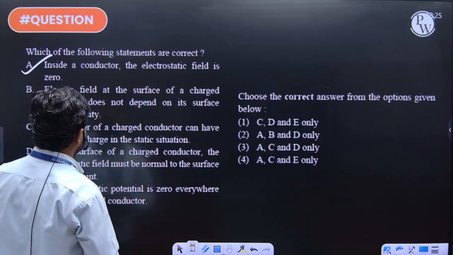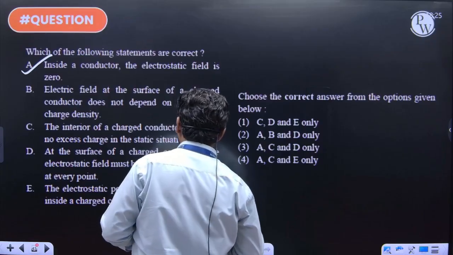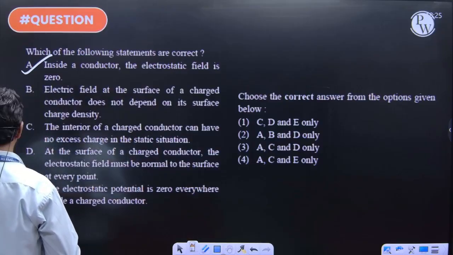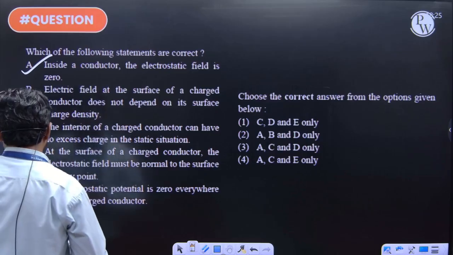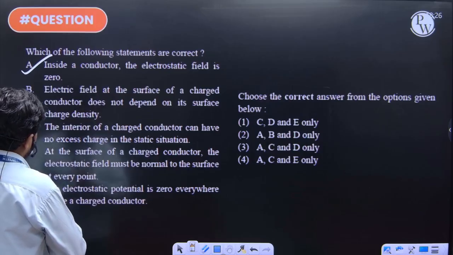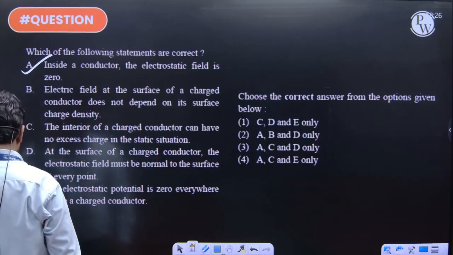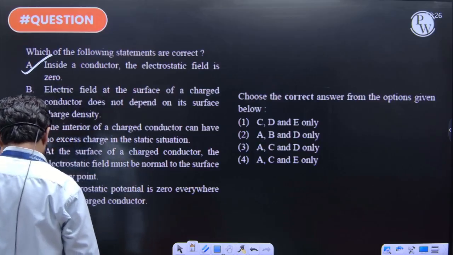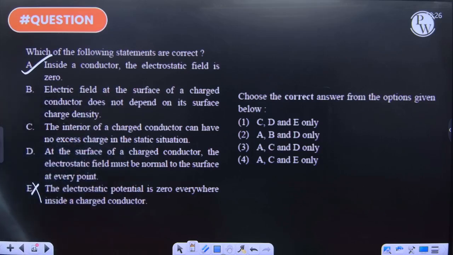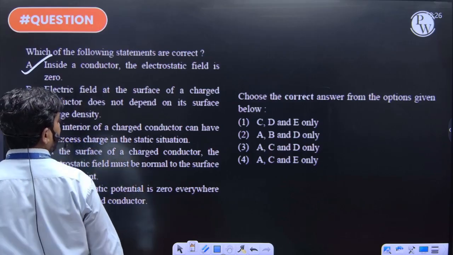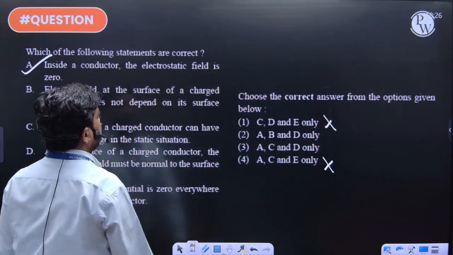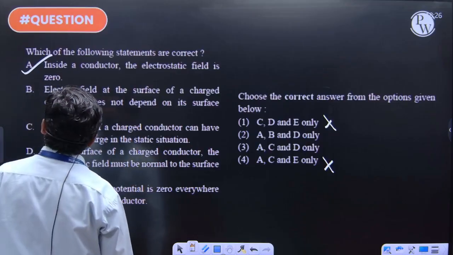At the surface of a charged conductor, the electrostatic field must be normal to the surface at every point, right? Then the electrostatic potential is 0 everywhere inside a charged conductor. So electric field is 0, so electrostatic potential is constant. So E is straightforward wrong. So which option is wrong? This one is wrong, this one is wrong.